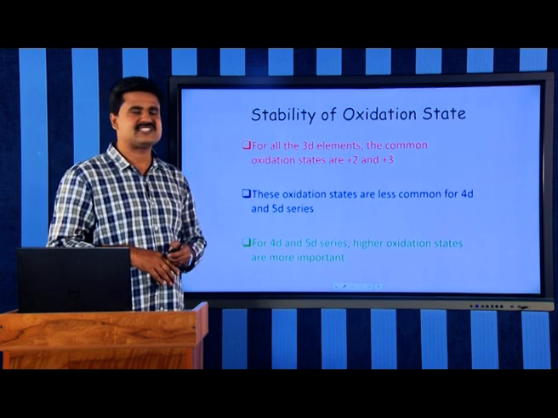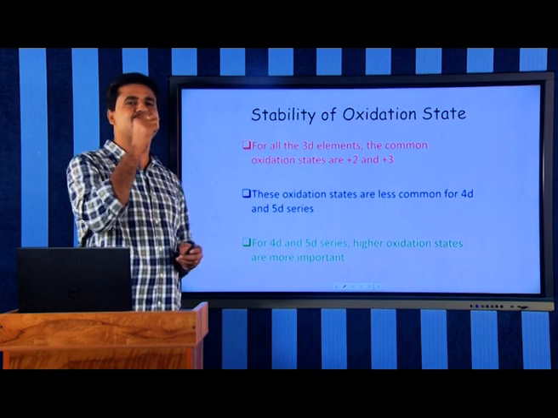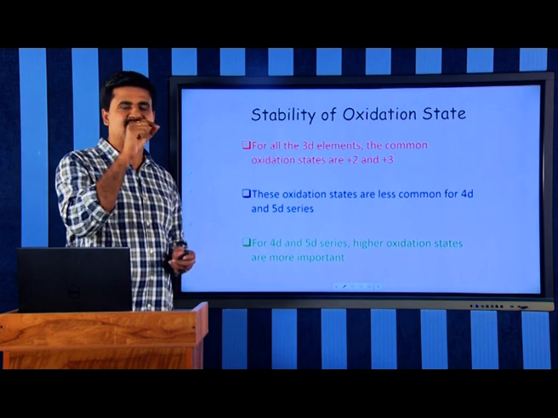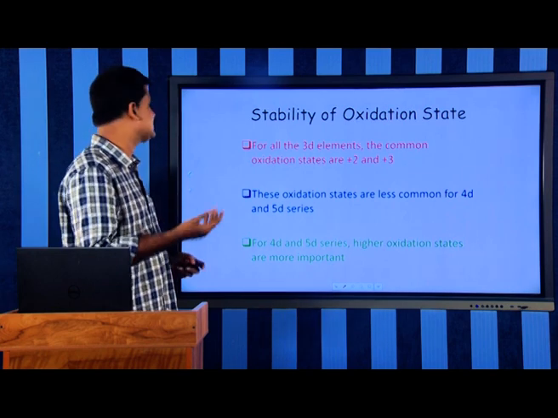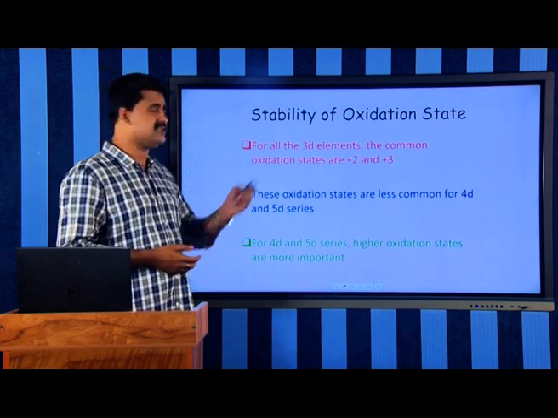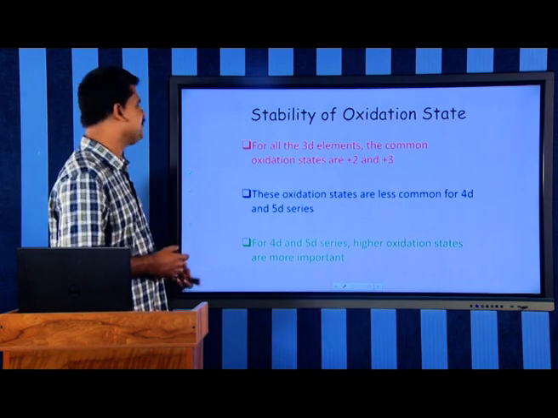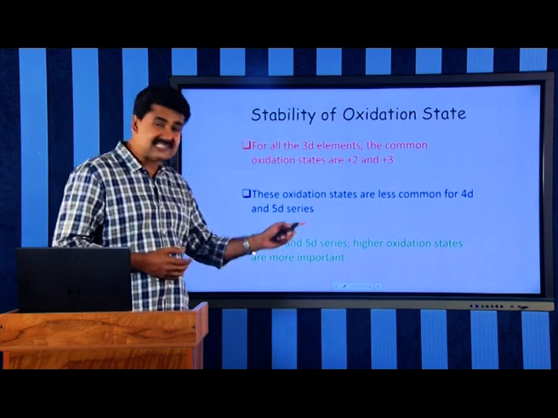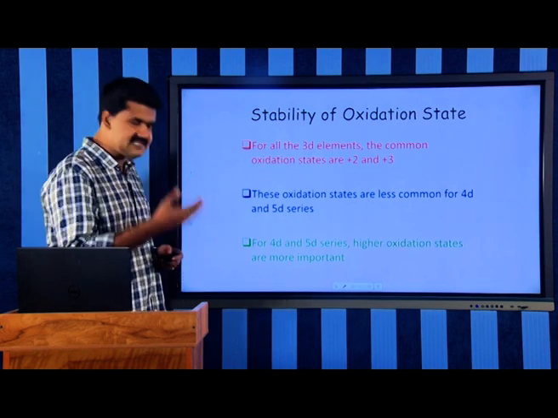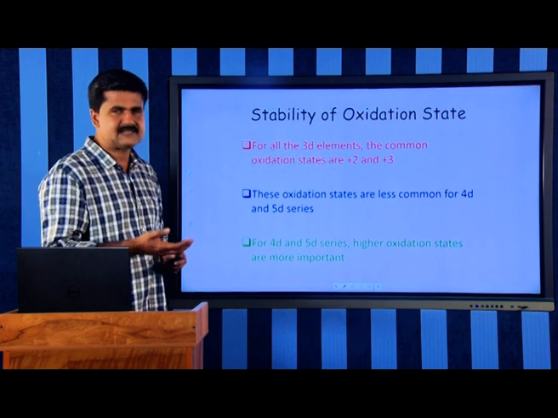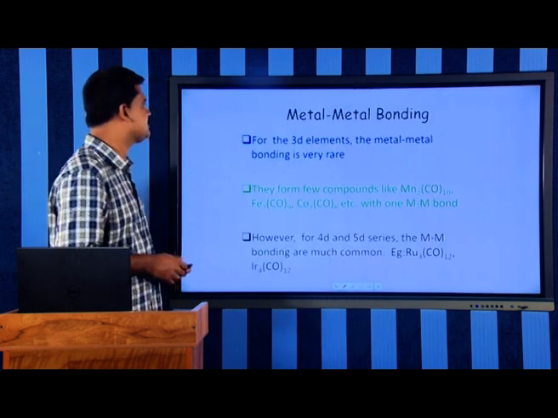Stability of oxidation states. For all the 3d series of elements, that is, elements beginning from scandium, titanium, vanadium, chromium, manganese, iron, cobalt, nickel, copper, zinc, the common oxidation state is +2 or +3, and +3 is the more common state. These oxidation states are less common when we enter the 4d or 5d series. That is, for the 4d and 5d series, the stable oxidation states are higher oxidation states.